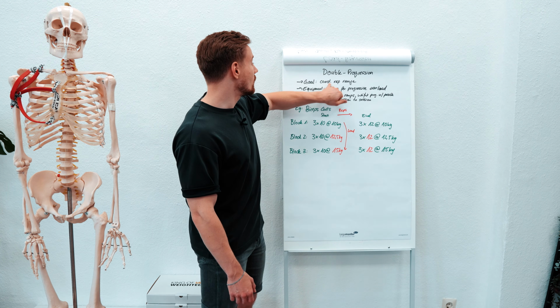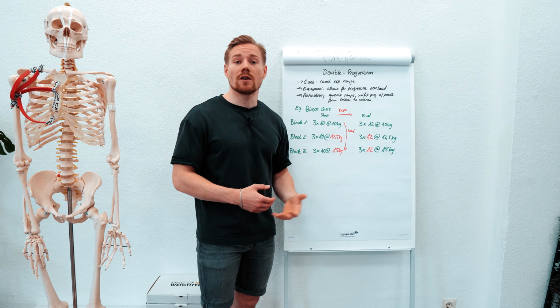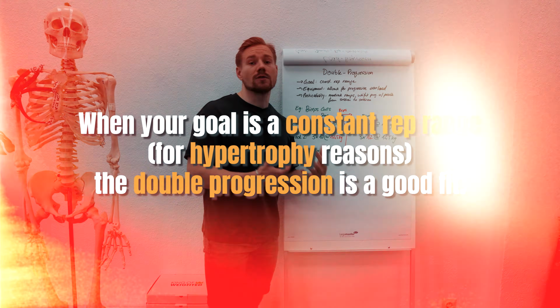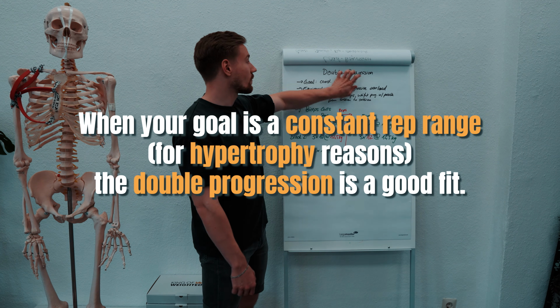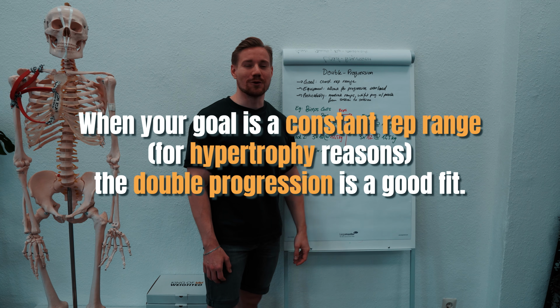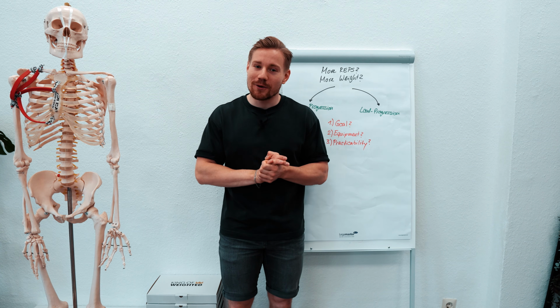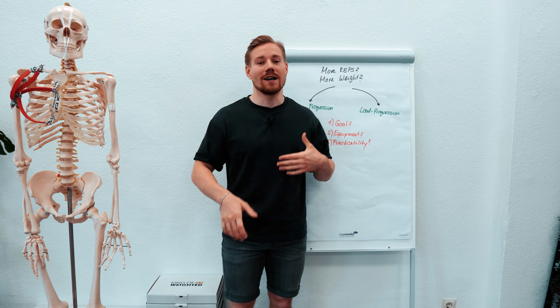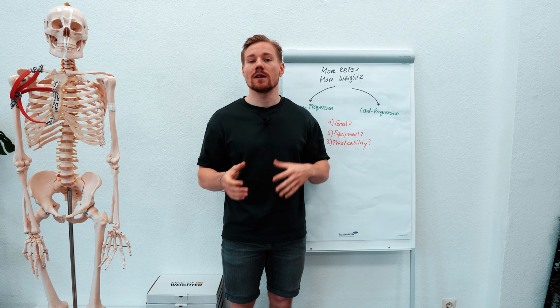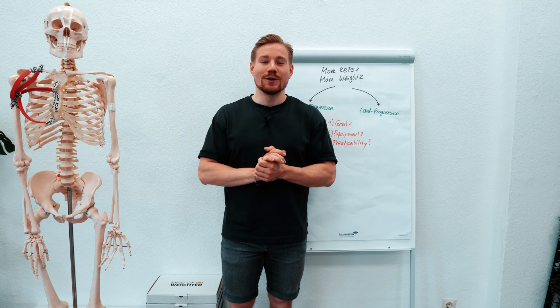So whenever you need the rep range to stay constant because you're working mostly for hypertrophy reasons, then the double progression is your go-to method. And that's already it for today's video, where we cover different progression types and you hopefully learned how to use them and integrate them in your training program.